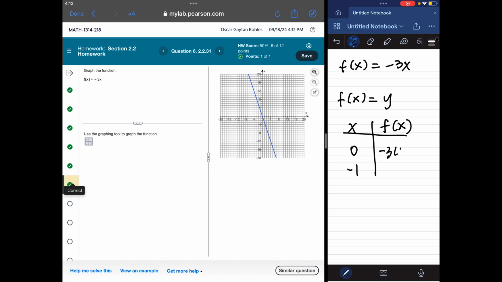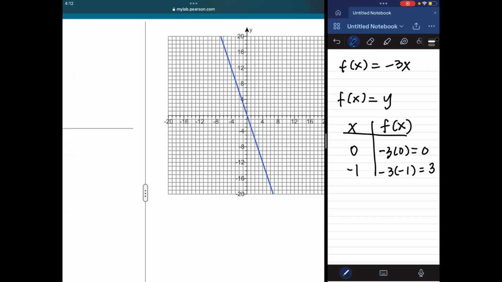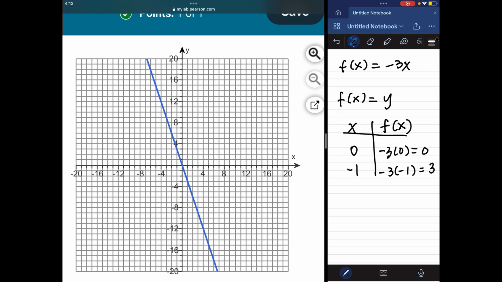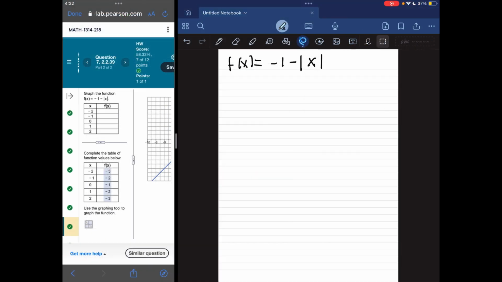So negative 3 times 0 equals 0. Negative 3 times negative 1 equals 3. If you look at the graph, that's what was plotted. Fill out the table, and then we're going to graph the absolute value. When we graph, you want to graph the vertex first. So let's go ahead and fill out the table.